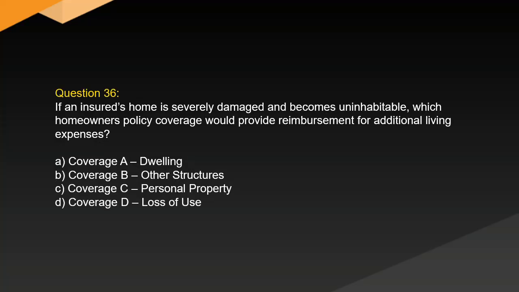Question 36. If an insured's home is severely damaged and becomes uninhabitable, which homeowner's policy coverage would provide reimbursement for additional living expenses? A. Coverage A, Dwelling. B. Coverage B, Other Structures. C. Coverage C, Personal Property. D. Coverage D, Loss of Use.